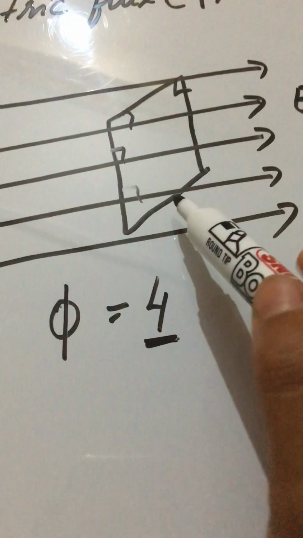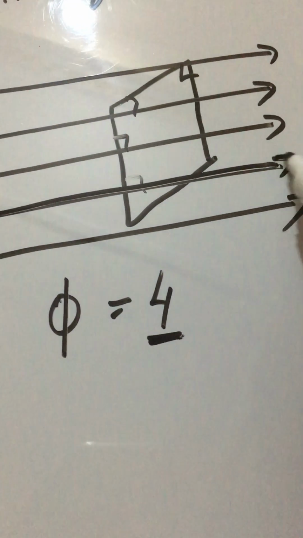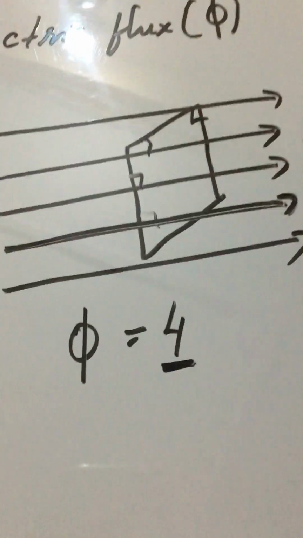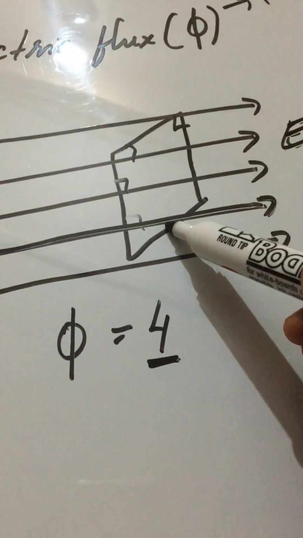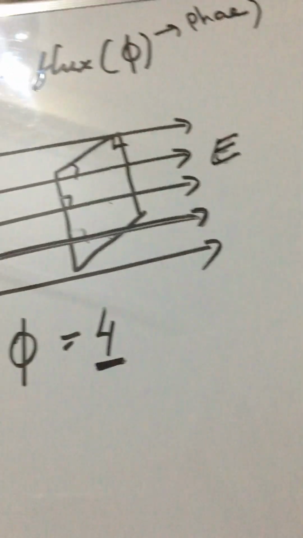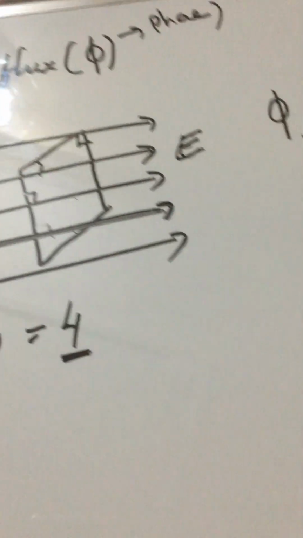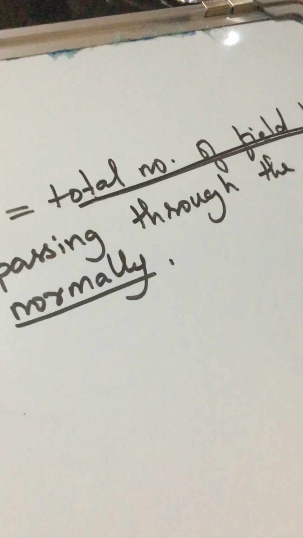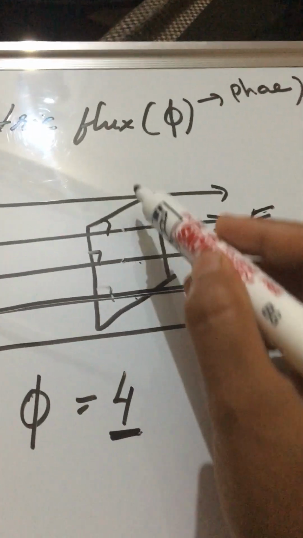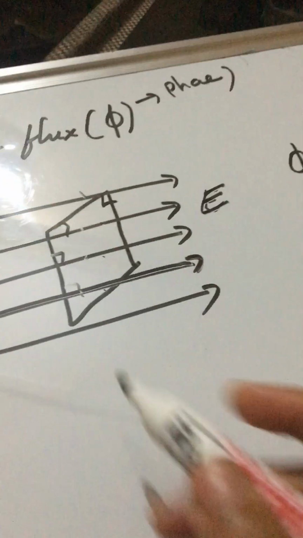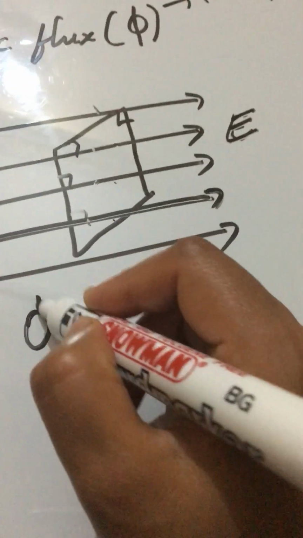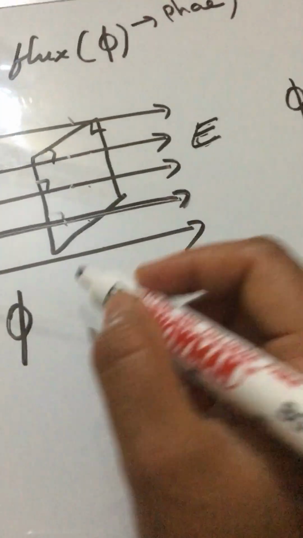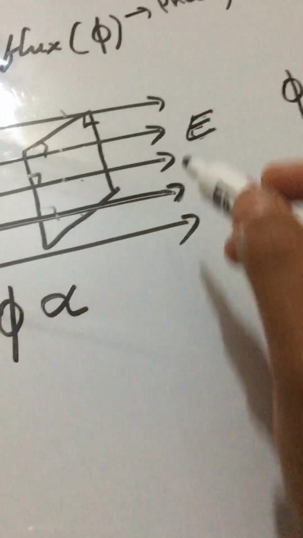Field lines are a matter of our choice. For this electric field, one student may have made 4 field lines, another student may make 5 field lines, another student may make 6 field lines. So though the definition says the total number of field lines, this way of counting is wrong. So this is not correct. What we need to understand is that this flux phi is directly proportional to what? Electric field.